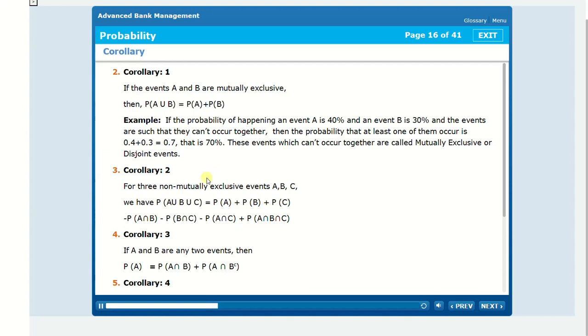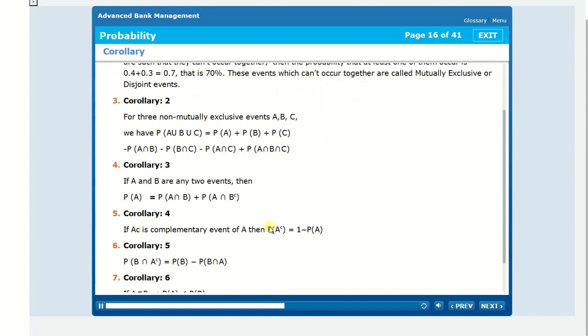Corollary 2. For three non-mutually exclusive events A, B, C, we have P(A ∪ B ∪ C) = P(A) + P(B) + P(C) − P(A ∩ B) − P(B ∩ C) − P(A ∩ C) + P(A ∩ B ∩ C).